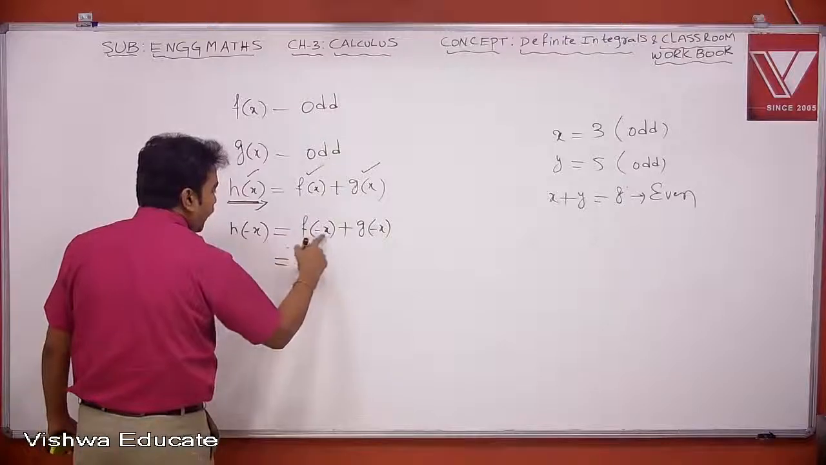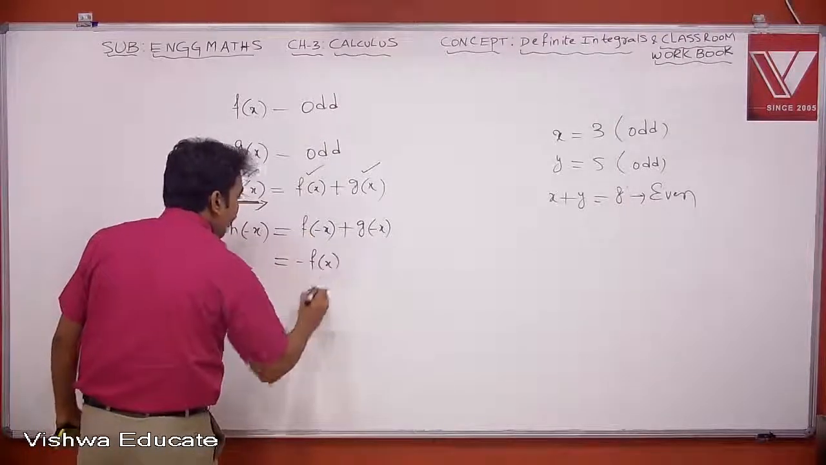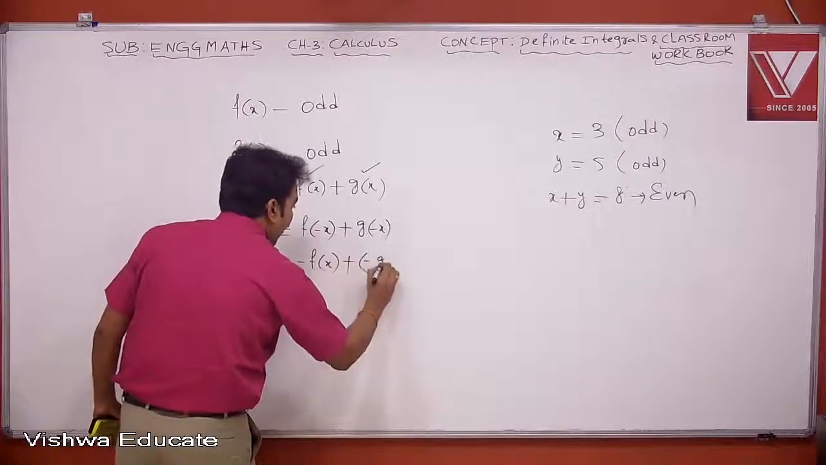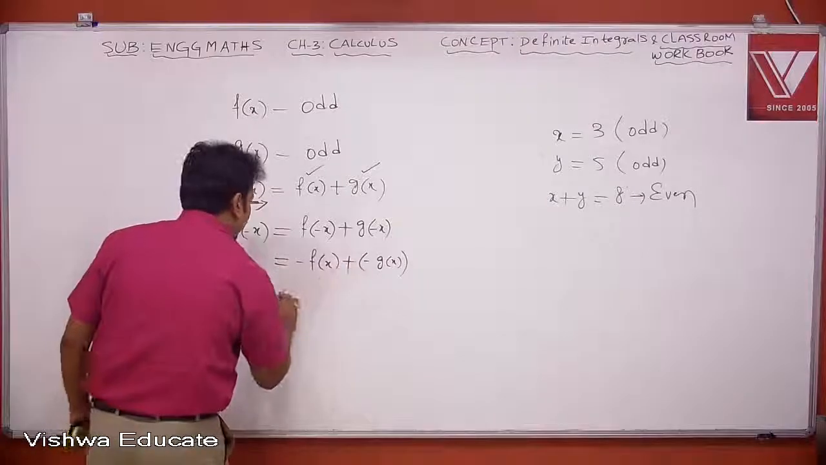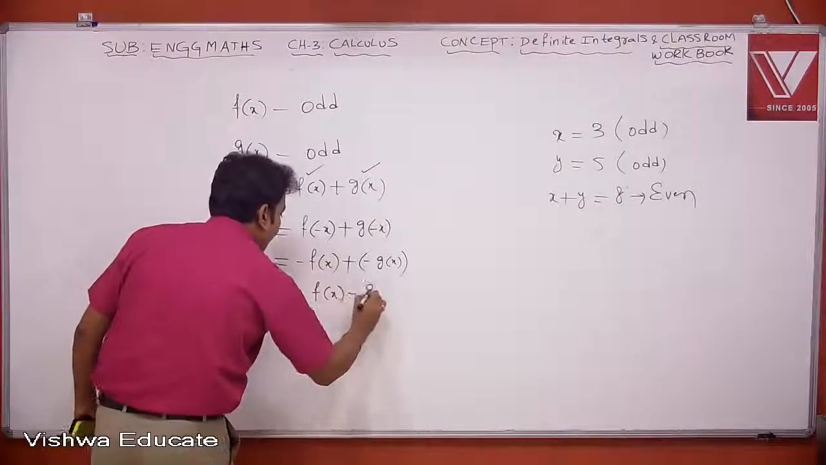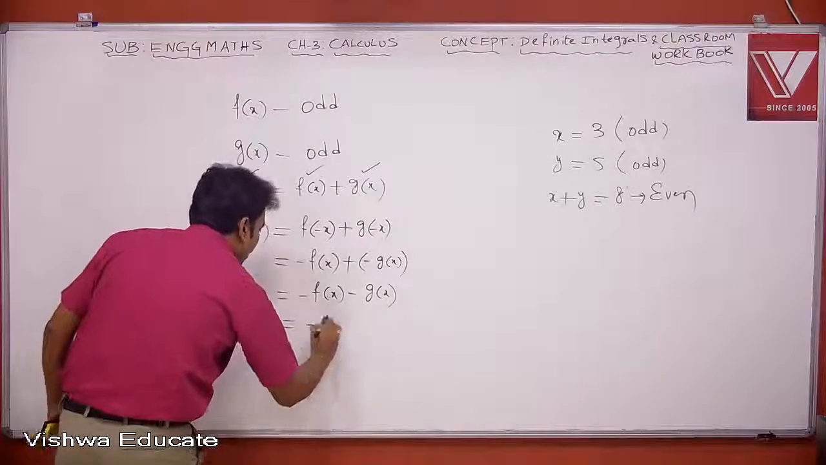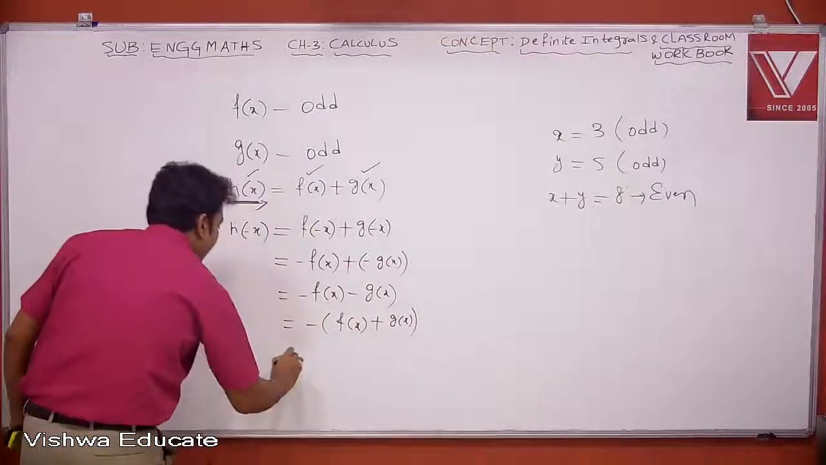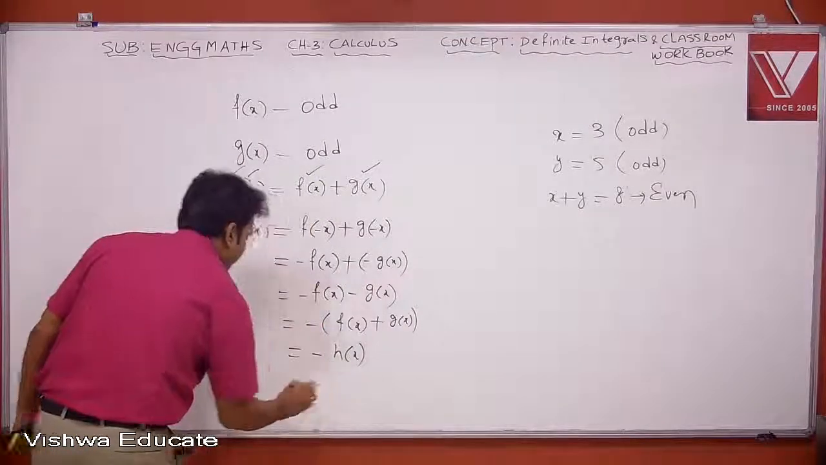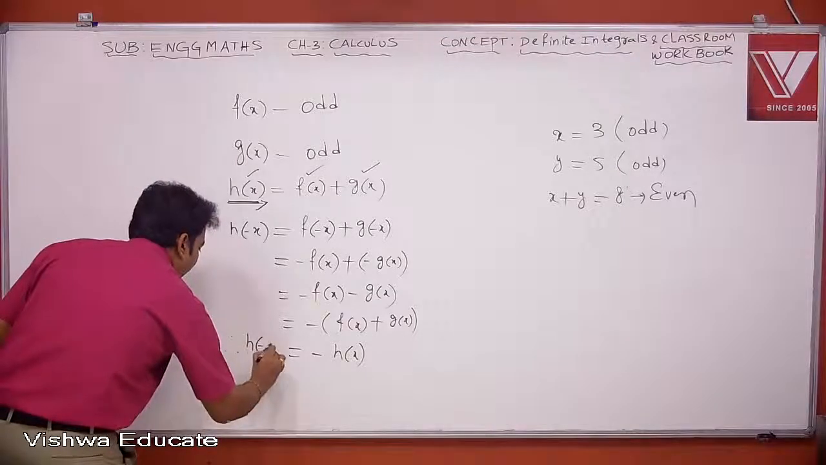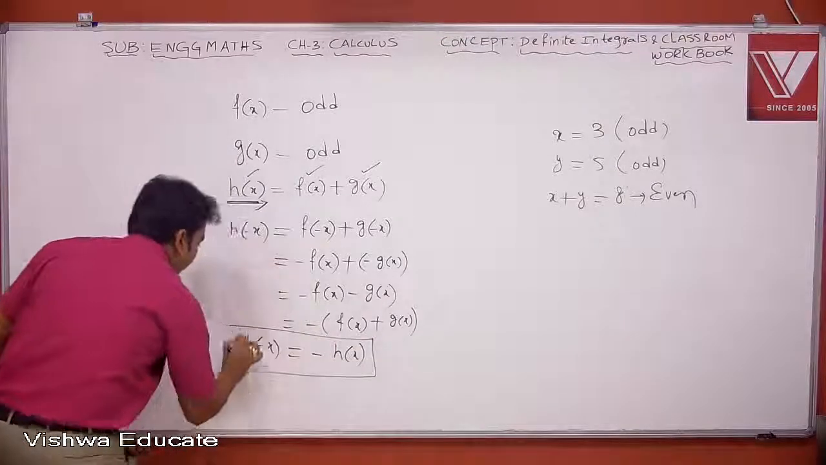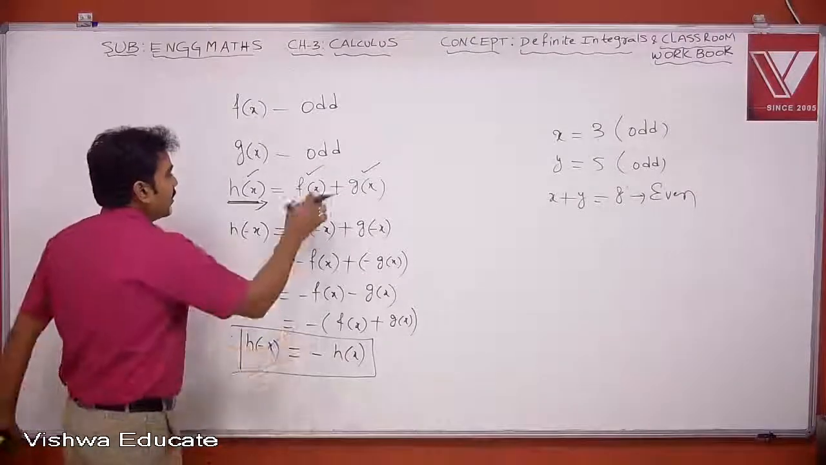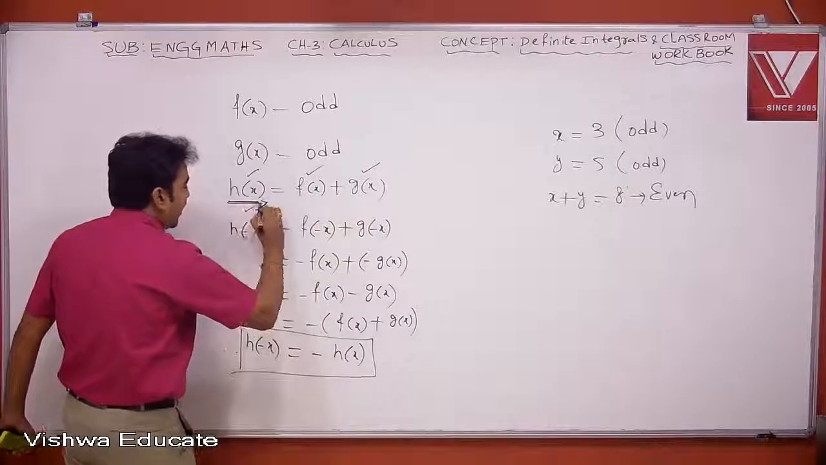Since f is an odd function, f of minus x becomes minus f of x, plus, since g is odd, g of minus x becomes minus g of x. So this is minus f of x minus g of x. Now take minus common. This is minus of f of x plus g of x. Therefore, this is nothing but minus h of x. Therefore, the result we got is h of minus x is minus h of x. That means h is again an odd function. So the result is sum of two odd functions is again an odd function.